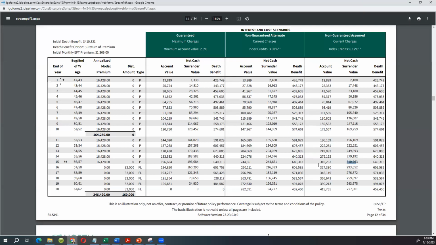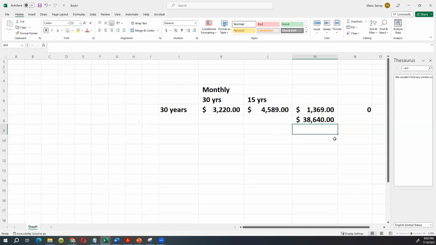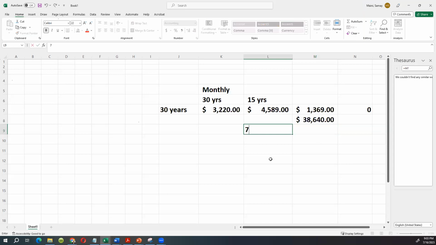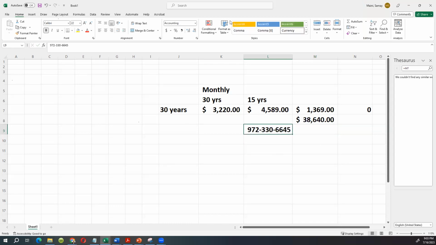Hi, Anil, may I have your phone number? Yeah, sure. In the group chat, it is there in that WhatsApp group, where I published today's meeting. Oh, it's there. Okay, perfect. 972-330-6645. Okay, thank you. All right.